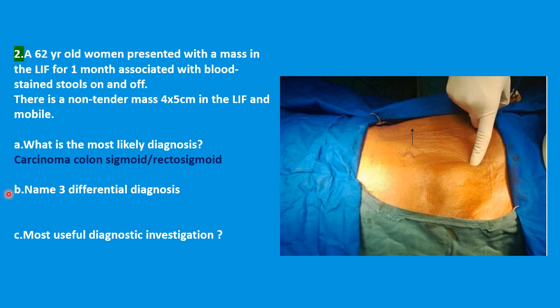Question 2: Name 3 differential diagnoses. These are carcinoma of the descending colon, diverticulitis with a diverticular mass, and left ovarian cyst. Question 3: What are the most useful diagnostic investigations for the patient? This will be colonoscopy and biopsy.